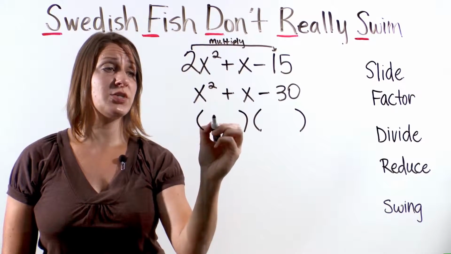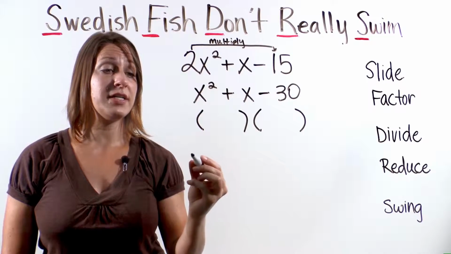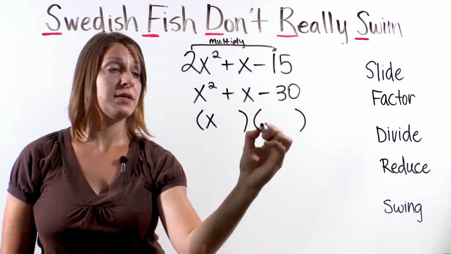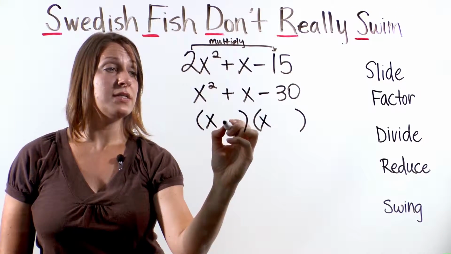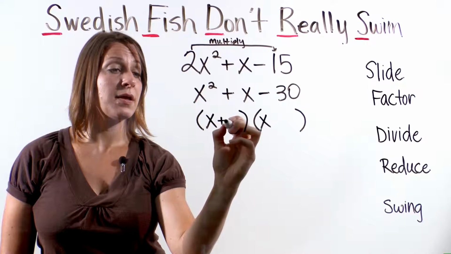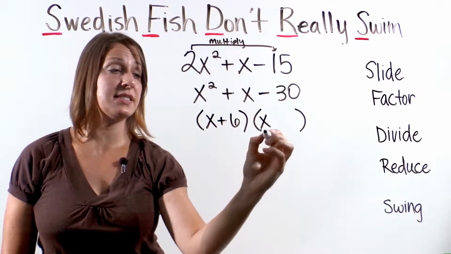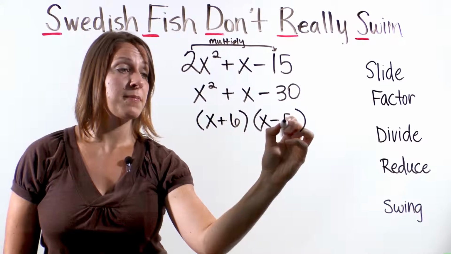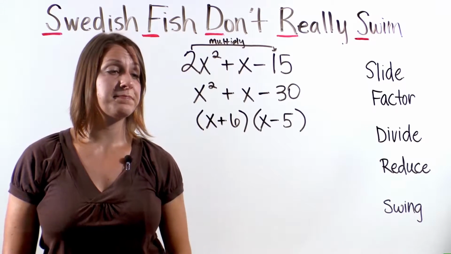We'll now factor x squared plus x minus 30 to be x plus 6 and x minus 5.